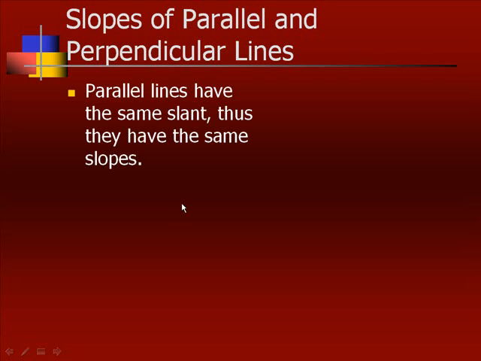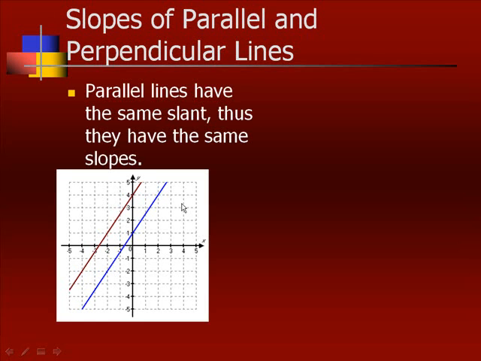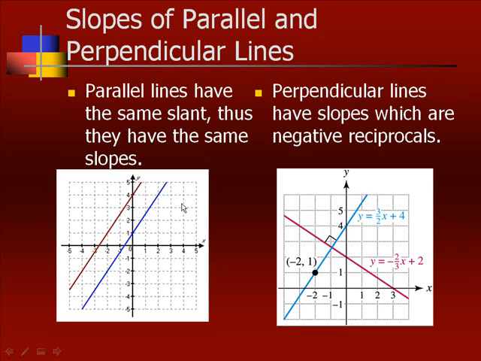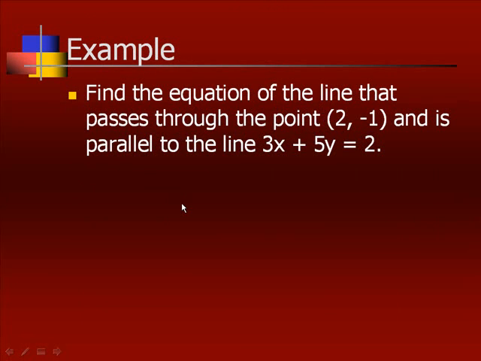Parallel lines have the same slant, therefore they have the same slopes. Those two lines will run side by side and never touch. They are parallel lines. Whatever the slope of the blue line is, the red line has the same slope. Perpendicular lines have slopes which are negative reciprocals. So if the slope of the blue line is 3/2 and the red line is perpendicular to that, then the red line would have a slope of -2/3.